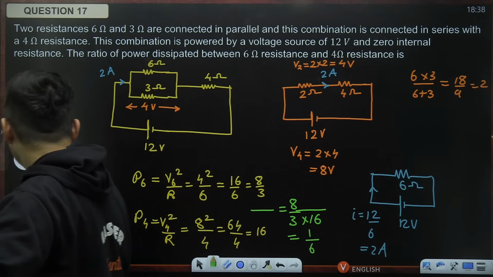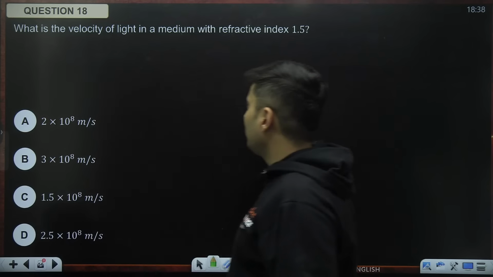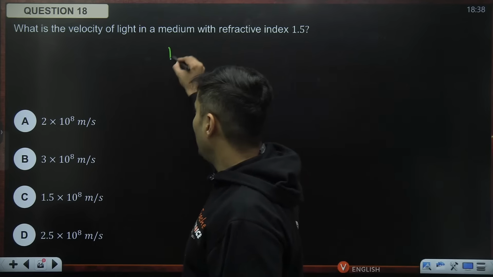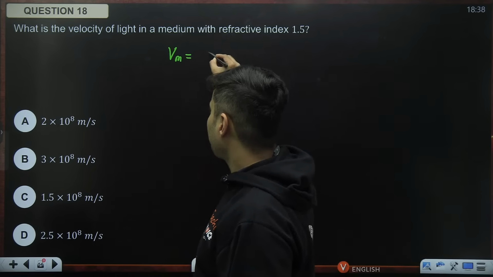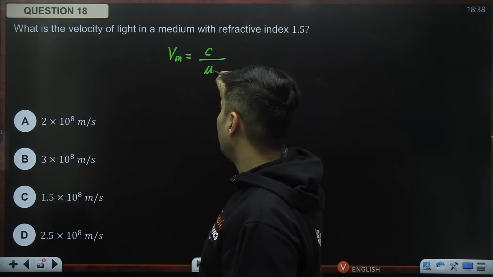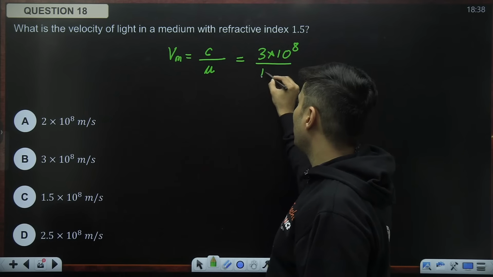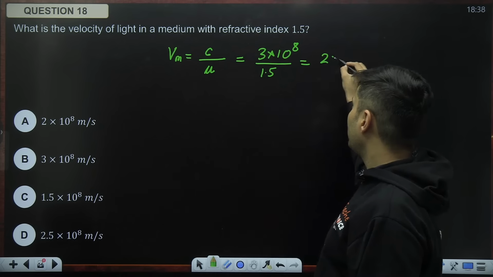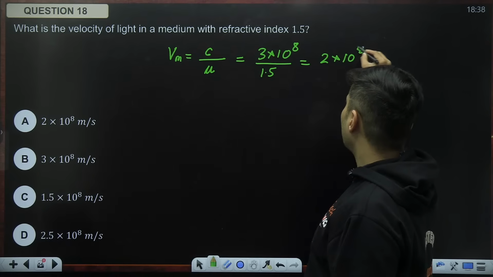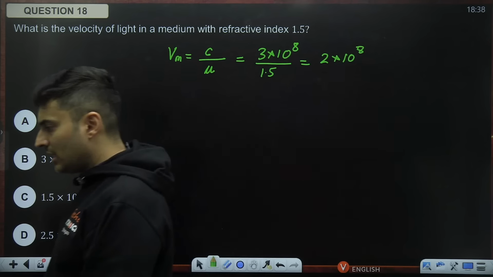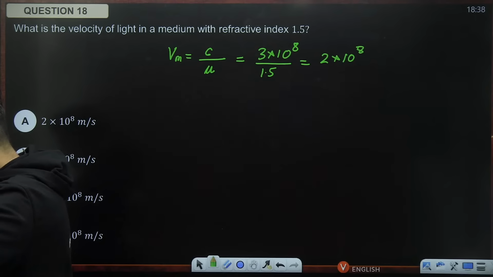Okay, cool. Moving on to the next one. What is the velocity of light in the medium whose refractive index is 1.5? The velocity of light in any medium is speed in vacuum divided by the refractive index. So it is 3 multiplied by 10 to the power 8 divided by 1.5. 3 by 1.5 is 2. So 2 into 10 to the power 8. So 2 into 10 to the power 8 is option A, of course. Is that absolutely right? Yeah.